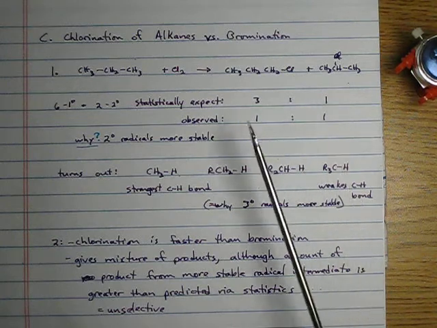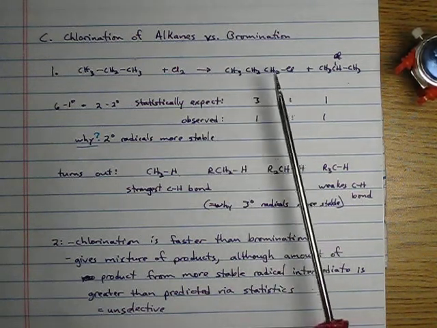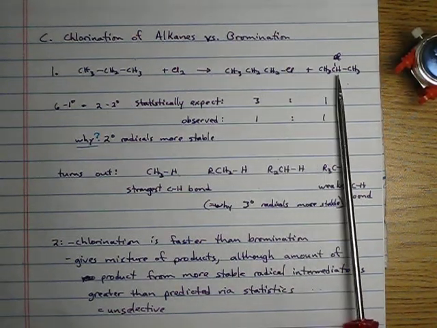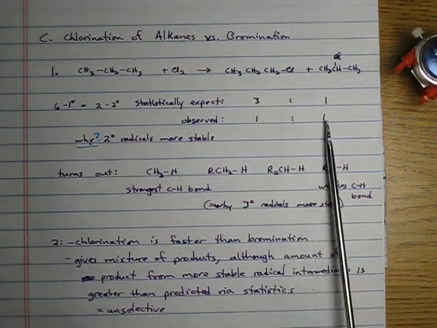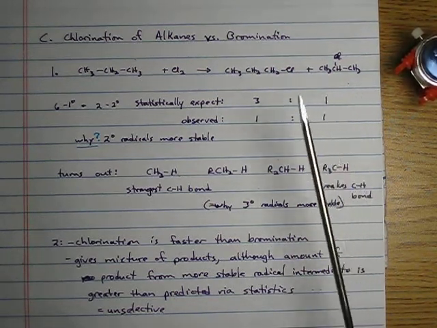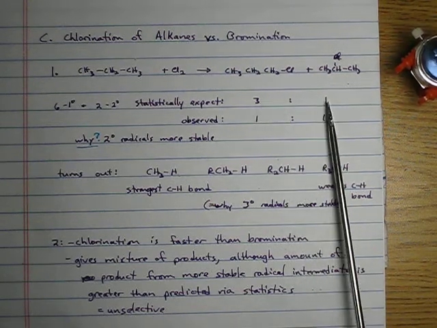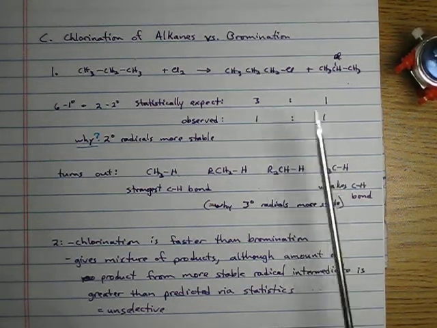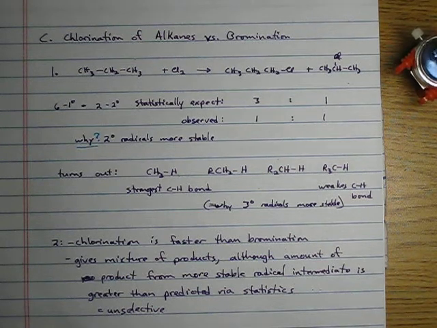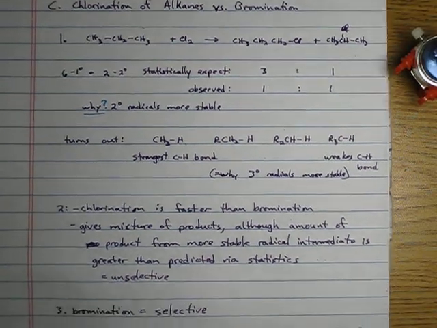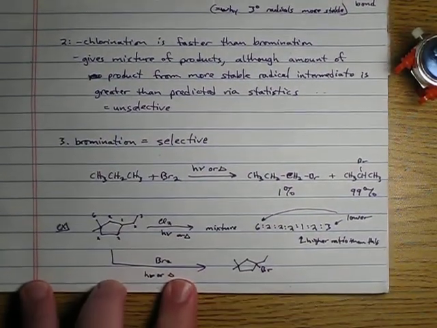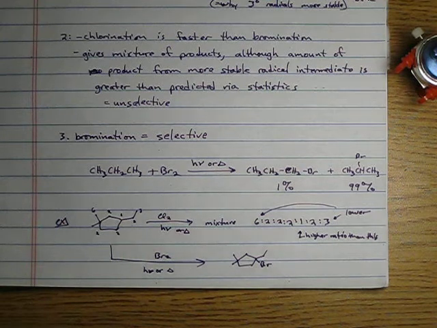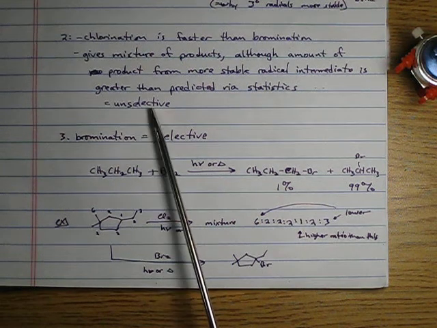We still see some, but statistically we're expecting 3 times as much primary as secondary. In reality, we get the same amount of primary and secondary. To put it in numbers, 3-to-1 would be 75% to 25%, where this is 50-50, because of the stability of that secondary radical. All right. It turns out, however, that chlorination is much faster than bromination. And that's why it gives this mixture of products. So we say chlorination is pretty much unselective.